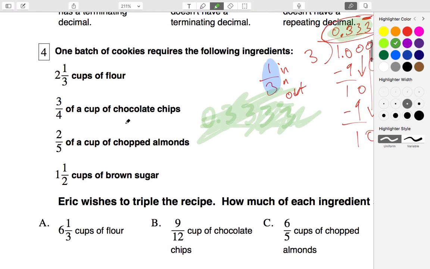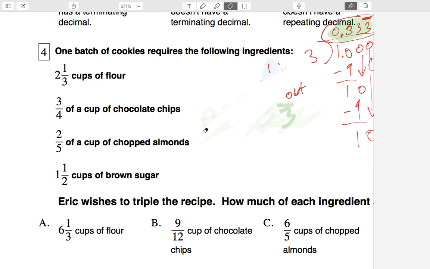Okay, one batch of cookies requires the following ingredients. Let's erase this so I have room.